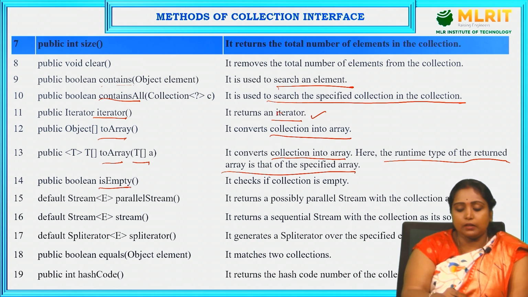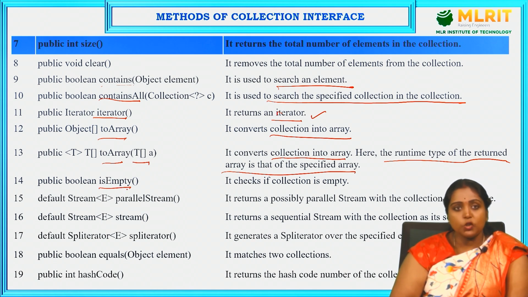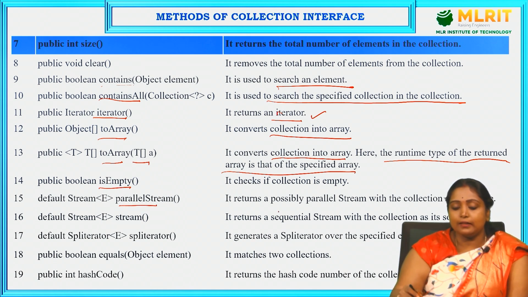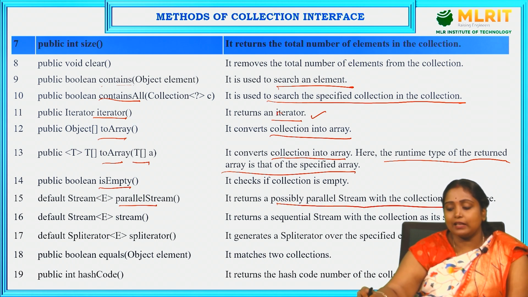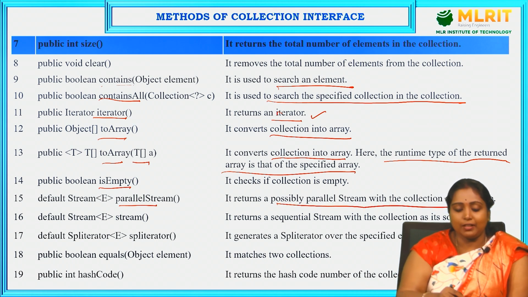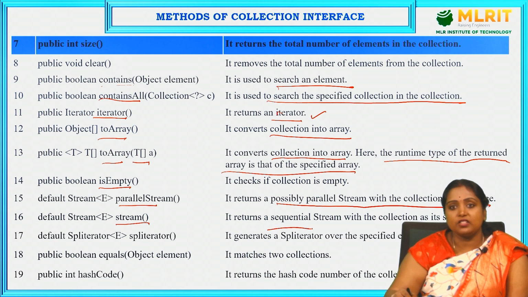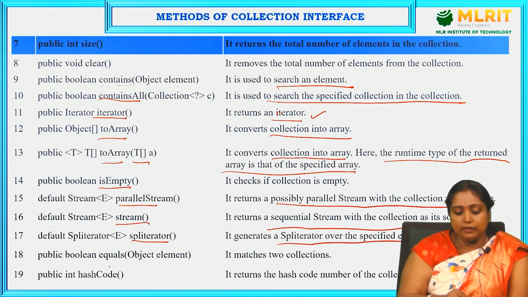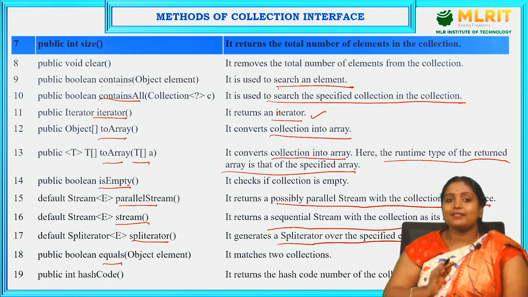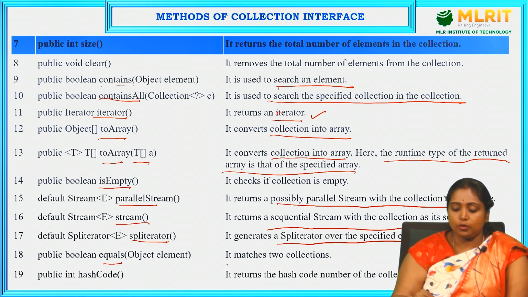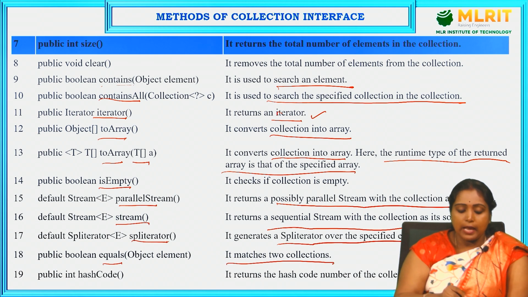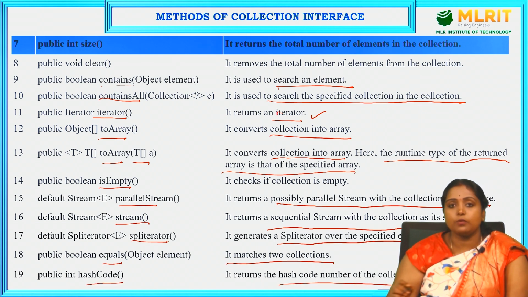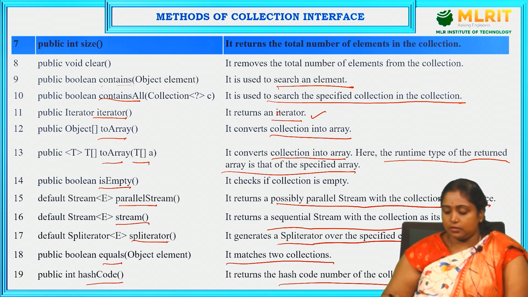And isEmpty checks whether the collection is empty or not. parallelStream returns a possibly parallel stream with the collection as its source. And stream returns a sequential stream with the collection as its source. And spliterator returns a spliterator over the specified elements of the collection. And equals is used to compare two collections of elements. So it matches two collections. And hashCode returns the hash code number of that particular collection.